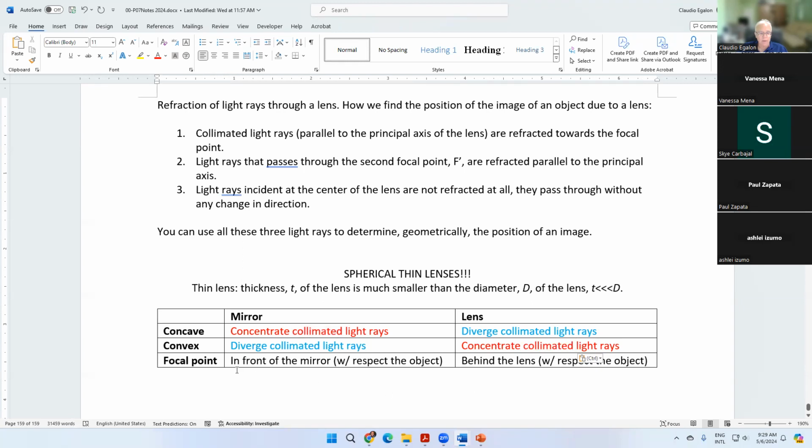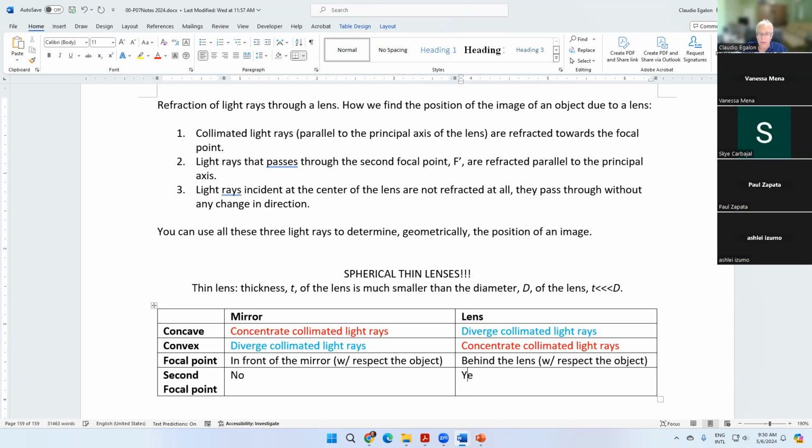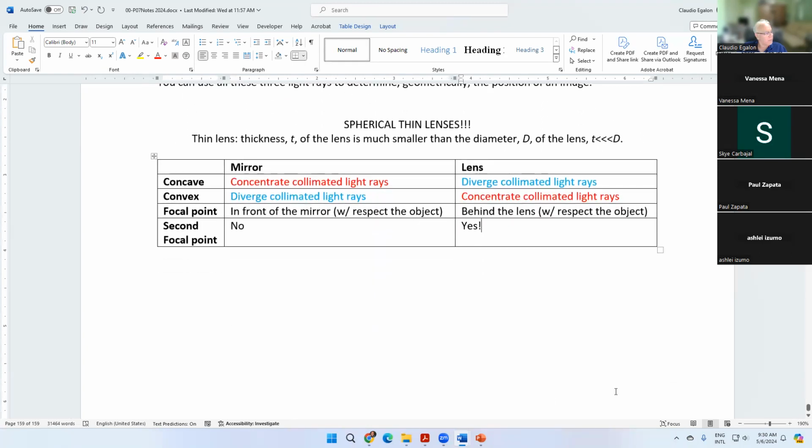Now, if the focal point of the mirror is in front of the mirror, the focal point of the lens is behind the lens. Second focal point, let's put another one here. Second focal point. Right? So that's a nice table that compares the mirror with the lens.